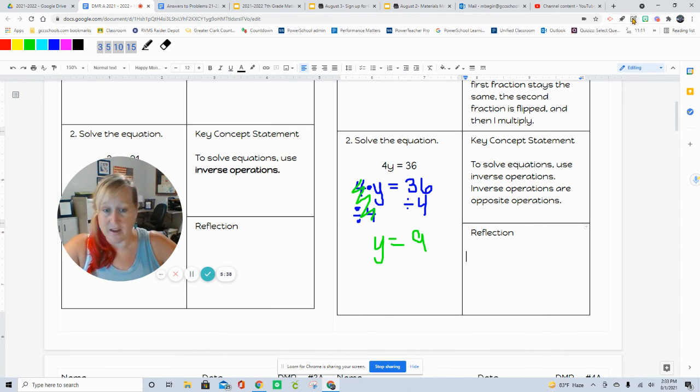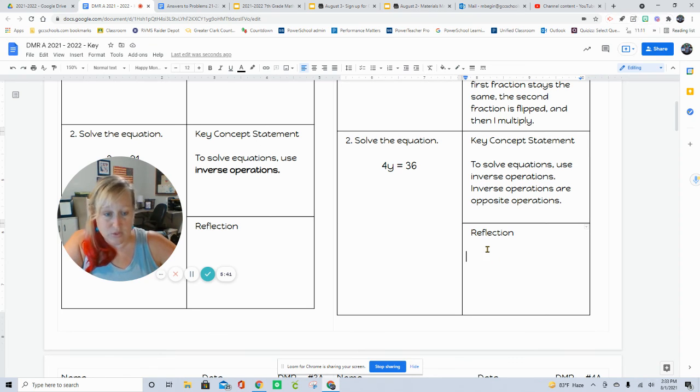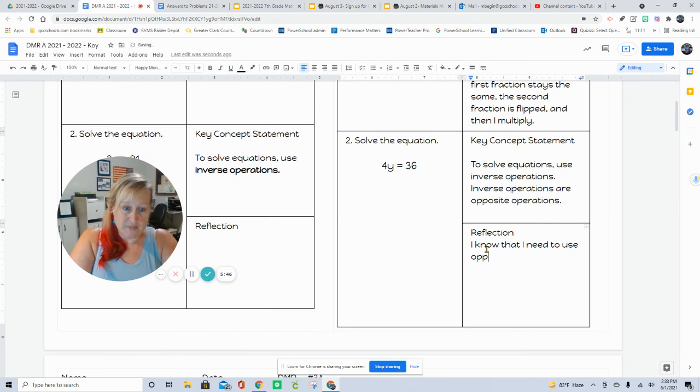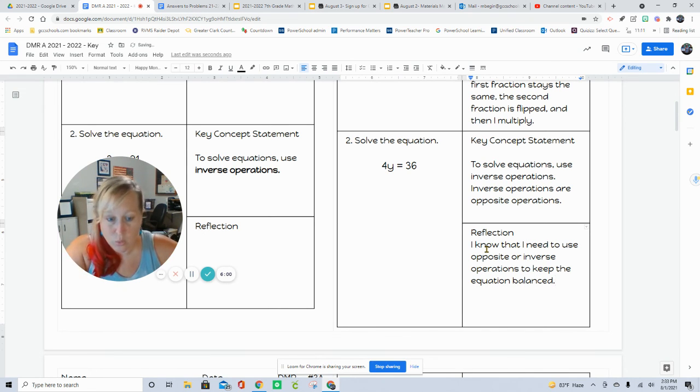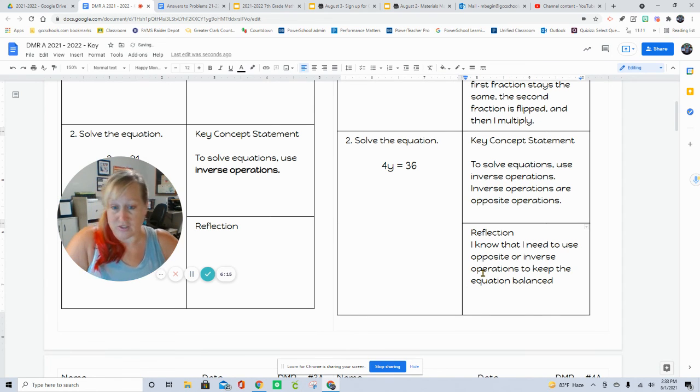Please make sure that you have that on your piece of paper, and we are going to write a reflection. I know that I need to use opposite or inverse operations to keep the equation balanced. Does that have to be your written reflection? No. Does your written reflection have to be something that makes sense? Yes. Can you write IDK? No. You're going to give me some sort of reflection so that you understand the new material that we are covering.